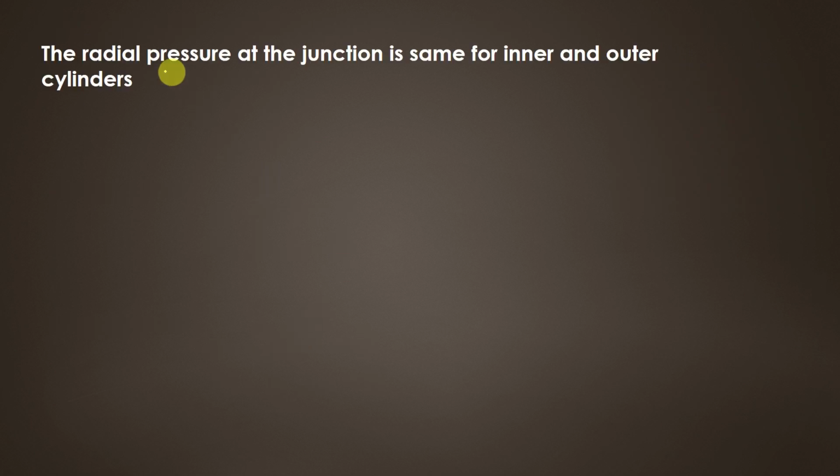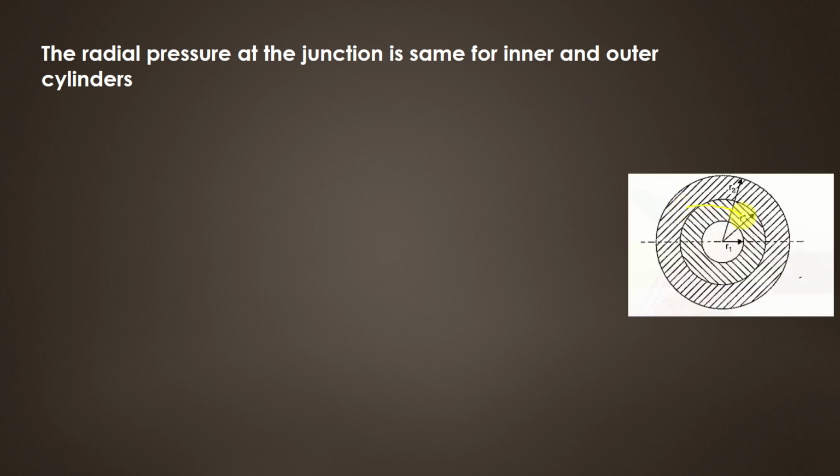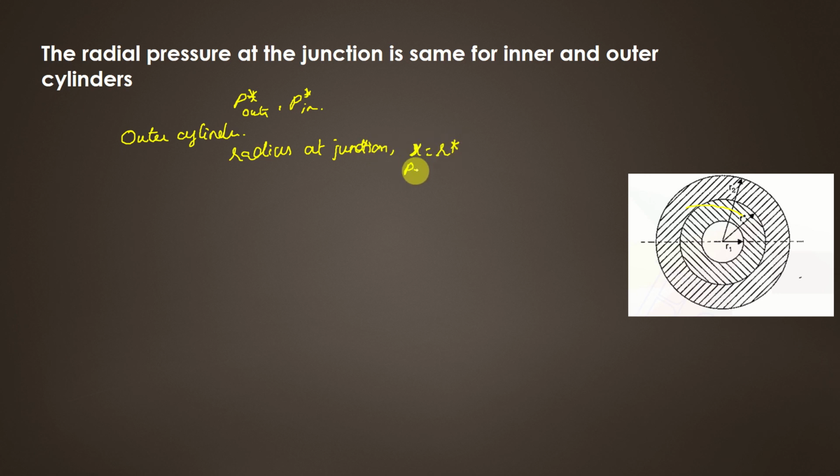Let us see now. The radial pressure at the junction is the same for the inner and outer cylinders. Whatever pressure is developed at the junction at this point will be the same for the outer cylinder and the inner cylinder. That is P star. P star outer is the same as P star inner. So let us see the outer cylinder first. What is the radius here? The radius at the junction. We are talking about the junction, right? Junction: x is equal to R star and p is equal to P star.